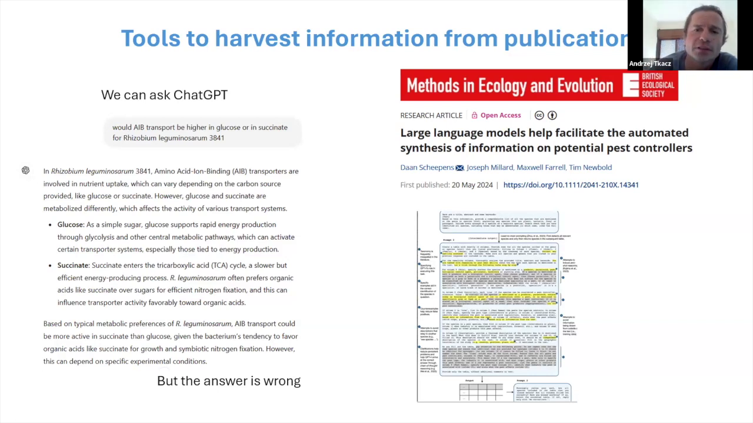There are some tools that literally let you push a manuscript in and harvest information out from the text of the paper. But if information is hidden as a plot in the supplementary somewhere else, we can't get it.